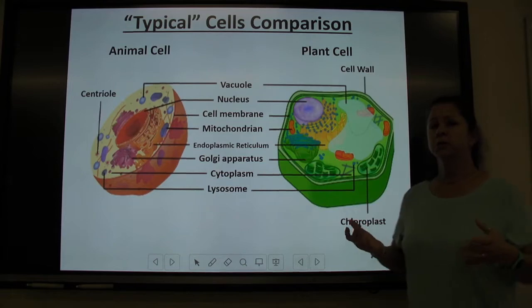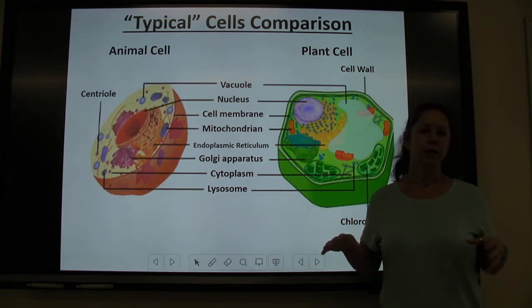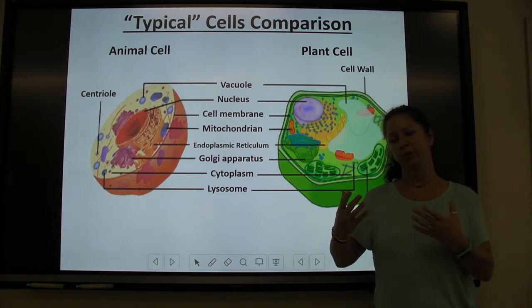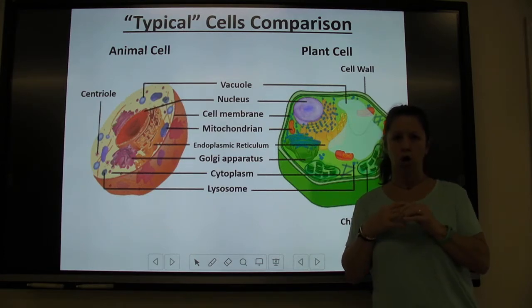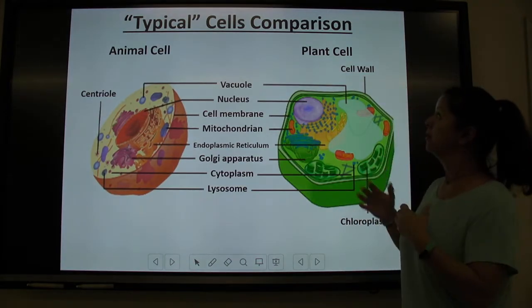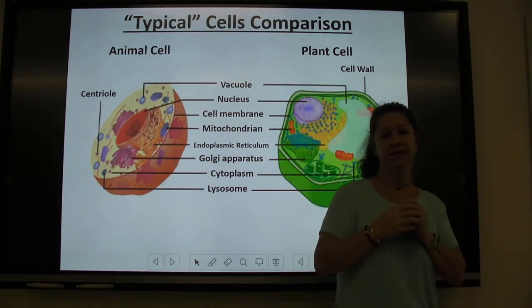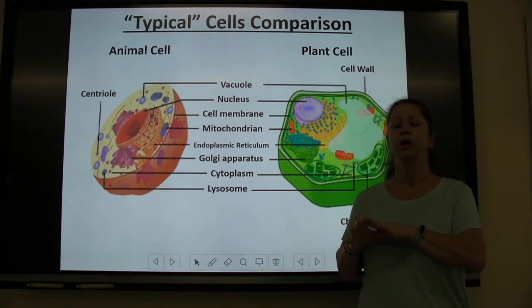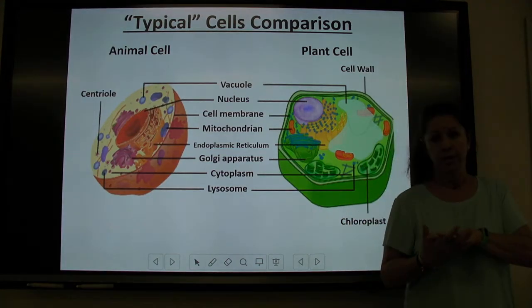So I want to start talking about cells, how they work, what is inside them that helps them work, and how they actually run. So we're talking about typical cells today. Now, there are five different kingdoms of living organisms, okay?